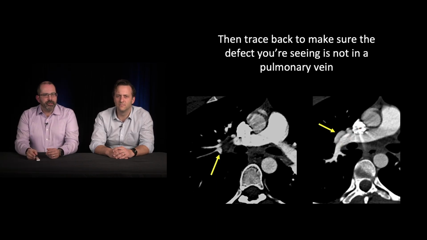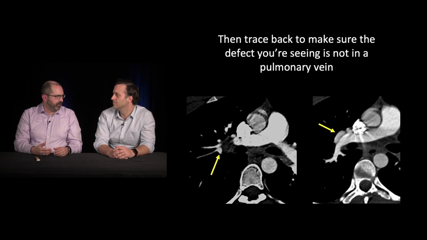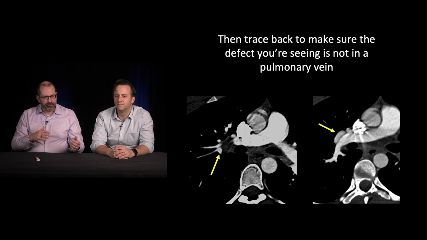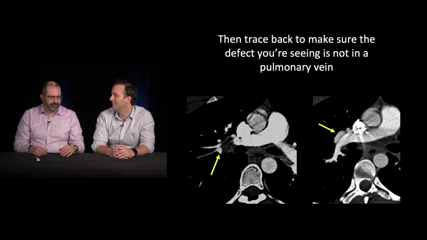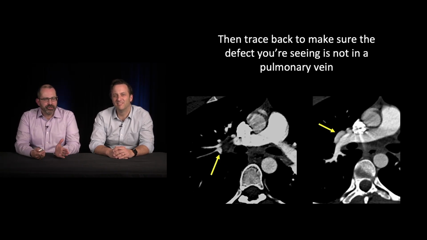And why this is a common fake out is you get swirling of contrast in the pulmonary veins, and it can look for all the world like a PE, like a filling defect. I've gone running back to radiology multiple times, and they're like, yeah, settle down, it's not a PE. So common fake out, just make sure you trace it back to the arterial side.